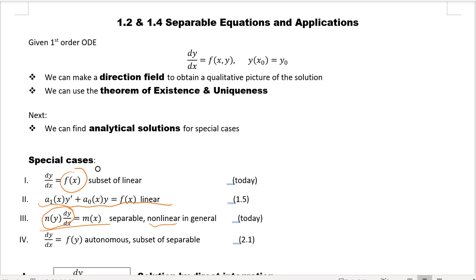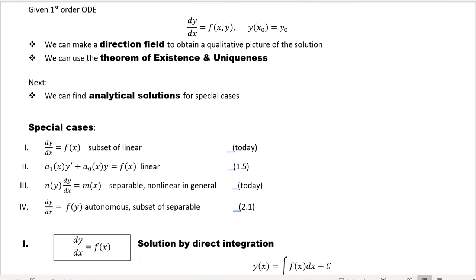And then the next one, dy/dx equals f of y. So this is a function of y only. This is an autonomous differential equation, which is like a subset of separable differential equations. And we're going to talk about that in section 2.1. Okay, so here are the types of differential equations we're going to cover.